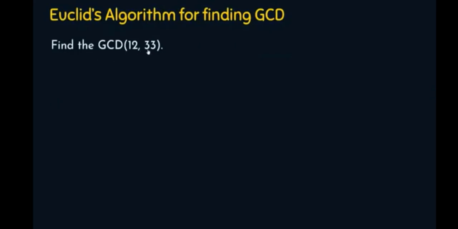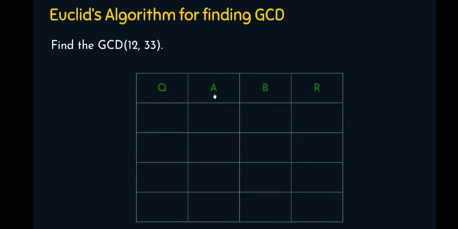First of all, you have to make a table and put the bigger number on the right and the smaller one on the left. We call the bigger one A, the smaller one B. Q is the quotient, the result of dividing the bigger one by the smaller one, and R is the remainder of the division. As I said, we put 33 under A and 12 under B.